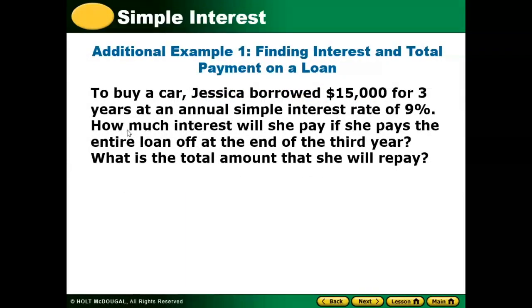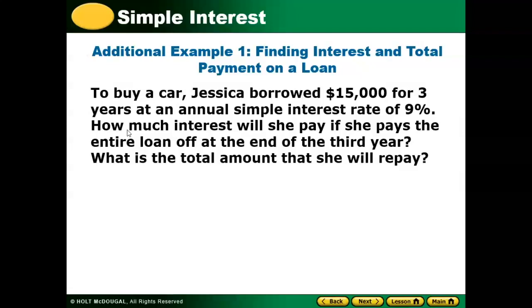So to first example, example 1, we're going to find the interest and the total payment of a loan. To buy a car, Jessica borrowed $15,000 for 3 years at an annual simple interest rate of 9%. How much interest will she pay if she pays the entire loan off at the end of the 3rd year? What is the total amount that she will repay?